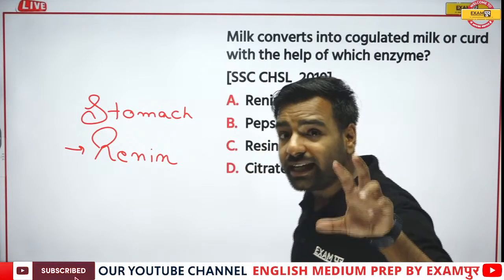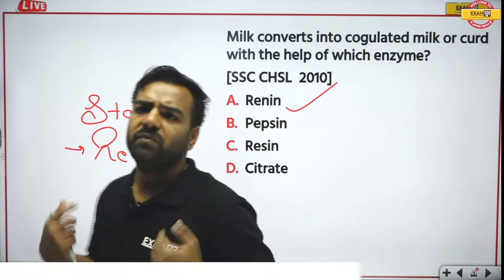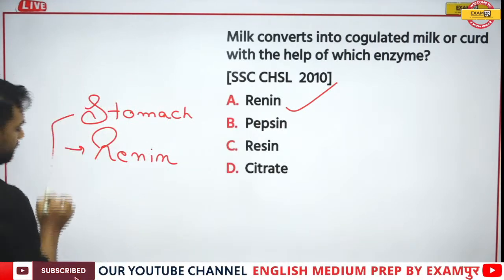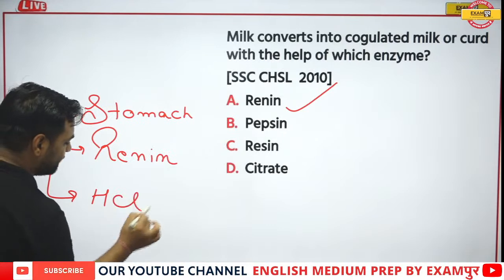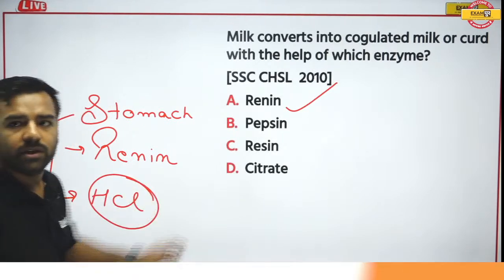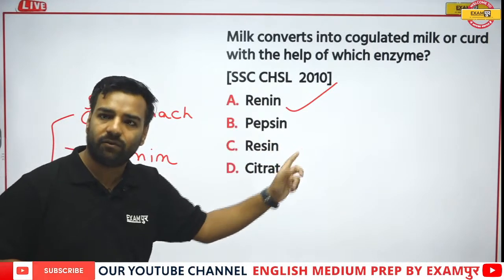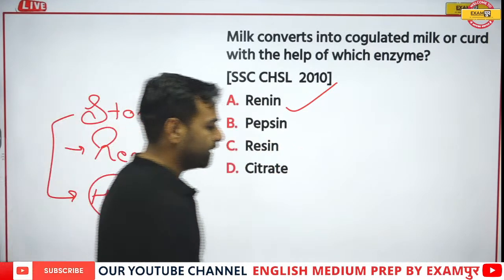If I'm talking about the adults, that is within us, what is present within us? Here it is HCl, that is hydrochloric acid. So here option number A would be correct. It's not resin, it's renin. Fine. Yeah, it's renin. True, Ilma.